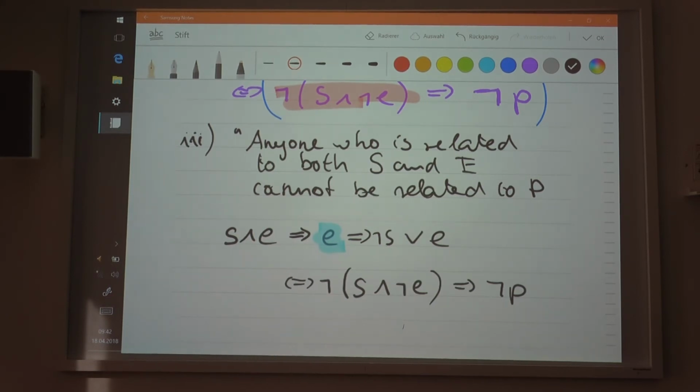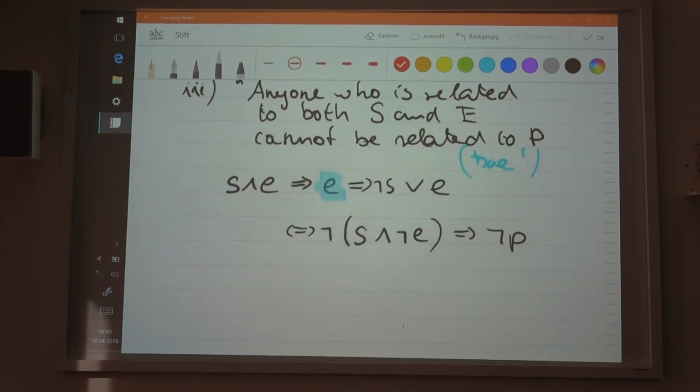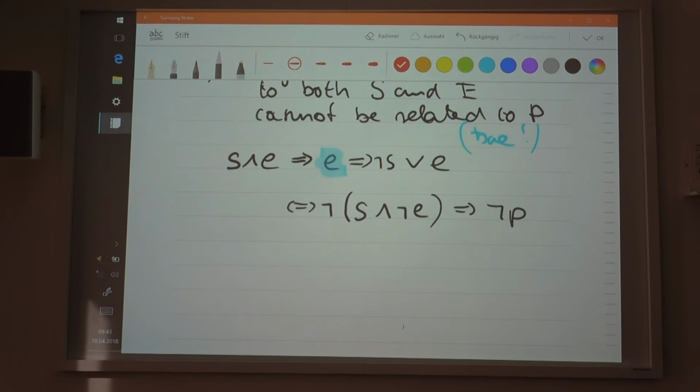So in that case, we find that someone who is related to both S and E cannot be related to P. Therefore this statement is true. And that is how you prove it. All I did was apply these rules no matter what. Maybe I would like to add something here, because that might not be something that you would consider. Let me add just one or two remarks.